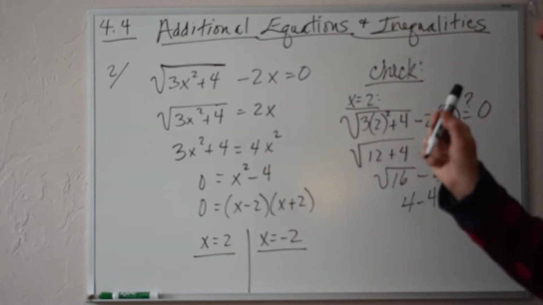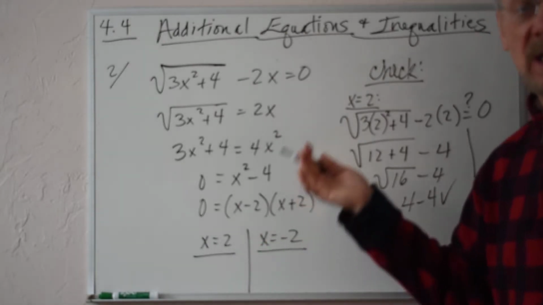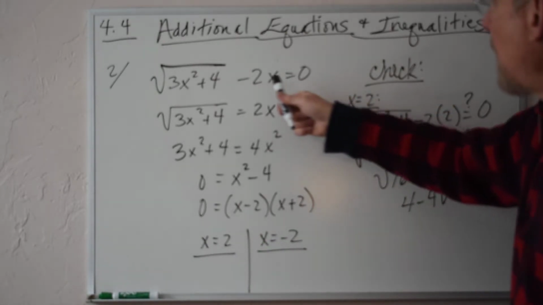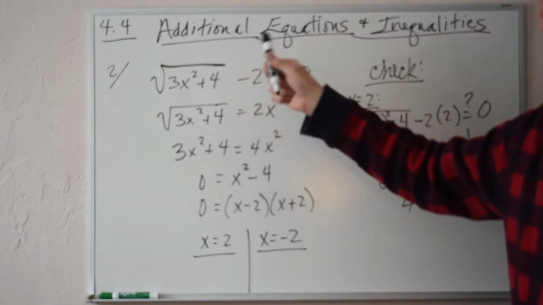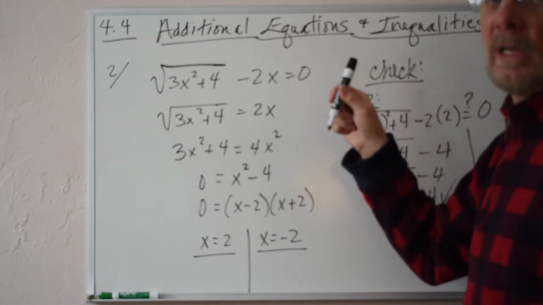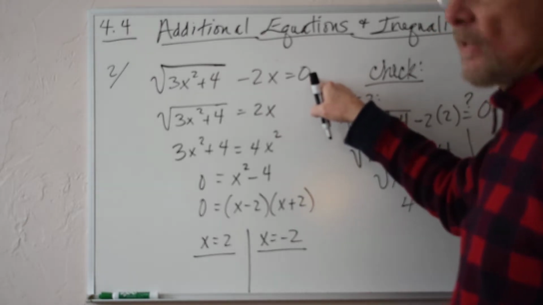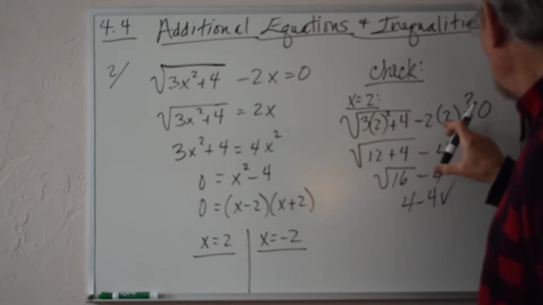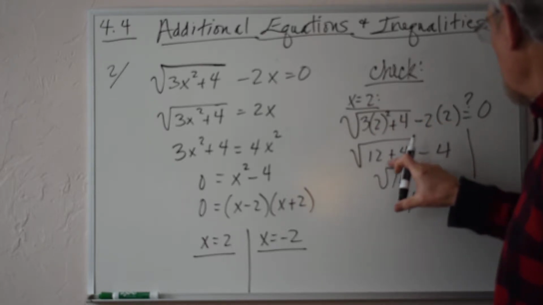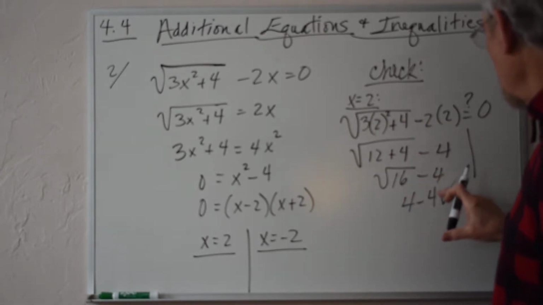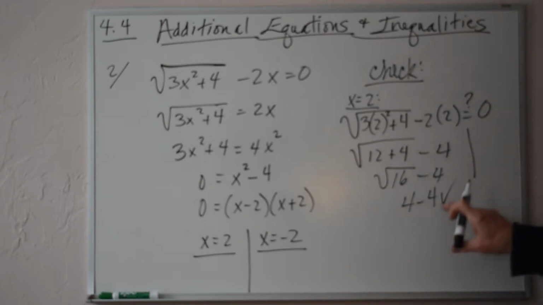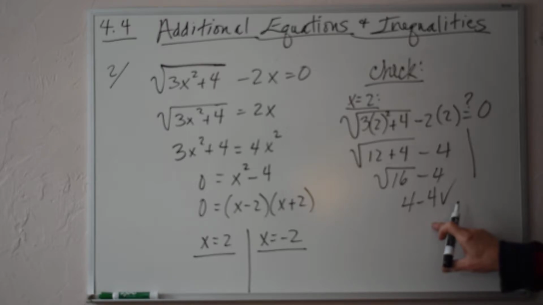I have to do my check because they may be extraneous, I don't know. I plug x equals 2 back into the original equation. Remember, every time you ever do a check in any equation, you always go back to the original equation. I plug 2 in there in place of x. Go down here and I get 4 minus 4, which equals 0. So this one works. I have an actual root there.